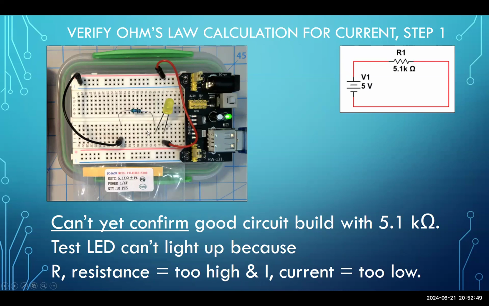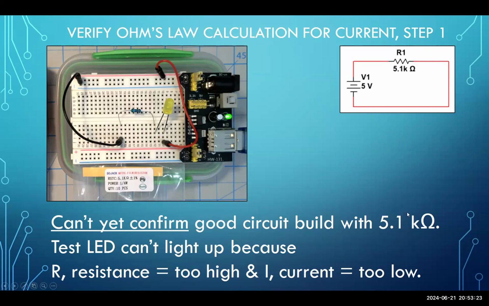But if something were to happen, most of you would very quickly take this LED and flip it around because maybe you got the long lead and the short lead reversed. That's typically what happens when an LED does not light up, okay? But no, it turns out in this case, the long lead is where it's supposed to be in row 10. Short lead is where it's supposed to be in row 12. This puppy don't light up. Why? You cannot yet confirm good circuit build with the 5.1 kilo. Yet. Doesn't mean you can't, but you just can't yet.